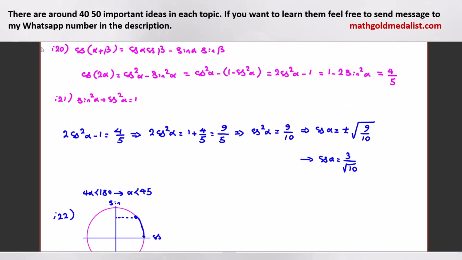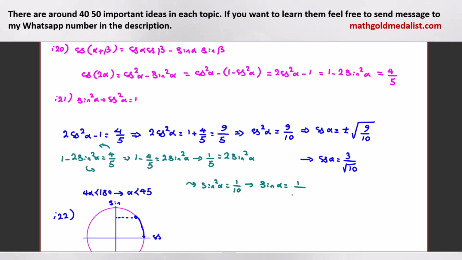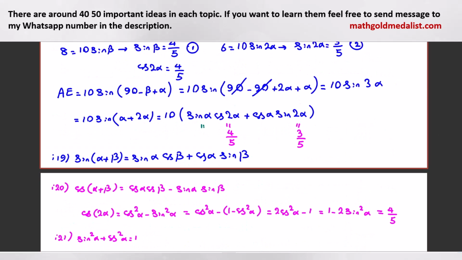Now let's use this one to find sine alpha. 1 minus 2 sine squared alpha is 4 over 5. If we take this to the left-hand side and this to the right-hand side, then 1 minus 4 over 5 is 2 sine squared alpha. 1 minus 4 over 5 is 1 over 5, so 2 sine squared alpha is 1 over 5. So sine squared alpha is 1 over 10. So sine alpha, again because it's positive, is 1 over root 10. So sine is 1 over root 10, and cosine will be 3 over root 10.